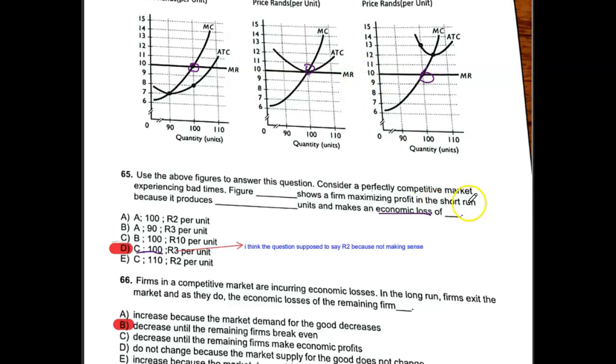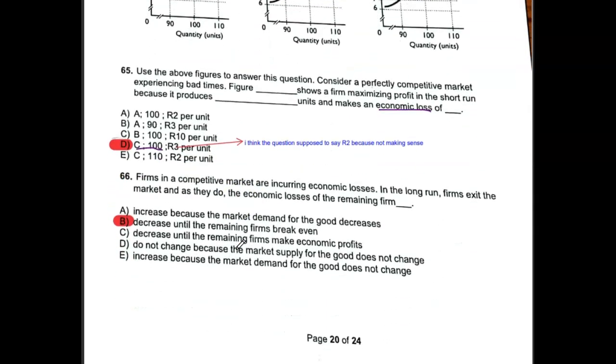They make an economic loss. So to calculate the economic loss over here, I would see this space over here. So it's 2 Rand. Yeah, 2 Rand. But here it's saying 3 Rand. So I think there's a mistake in the question. It's supposed to be 2 Rand. But I could be wrong. But I think it's 2 Rand and the answer is D. But change the 2. That's what I think, yeah.